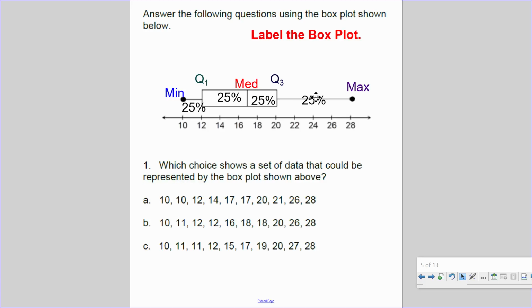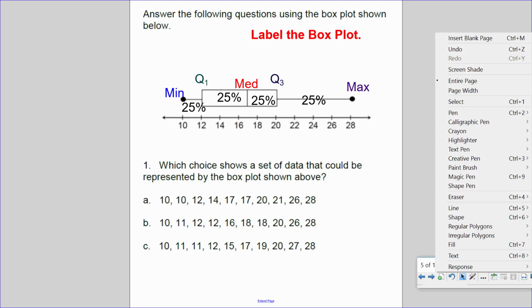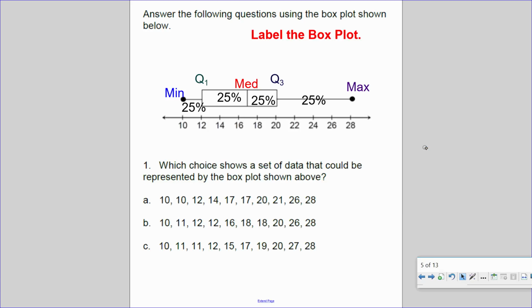So which choice shows a set of data that could be represented by the box plot shown below? So we know the minimum is 10 and the max is 28. Oh, dang it, they all have that. Well, let's try this one. We know the median right here has to be 17. So which one then? That. So right here is the median.